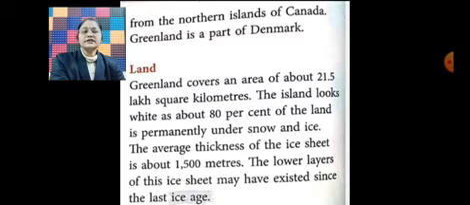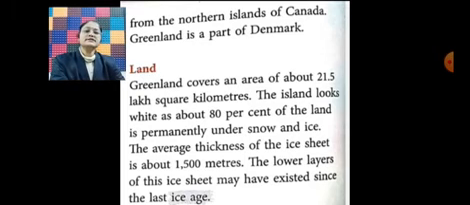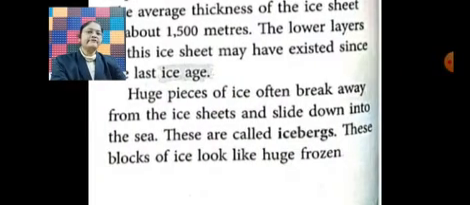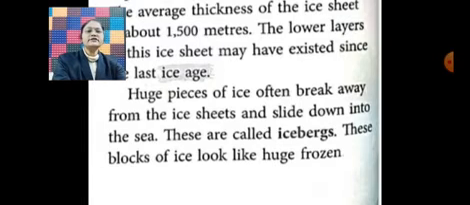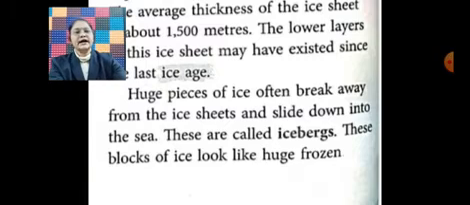The average thickness of the ice sheet is about 1500 meter. The lower layer of this ice sheet may have existed since the last ice age. 1500 meter है. The lower layer of this ice sheet may have existed since लास्ट आइस एज. ये जो आइस शीट है लोअर लेयर वाली एक्सिस्ट होती है आइस एज से.